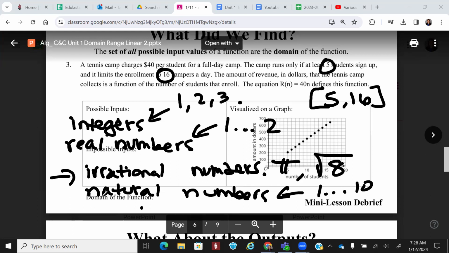Are we going to use integers, real numbers, irrational numbers, or natural numbers to describe this? Integers. Why integers? Can we have half a kid? We can't have half a kid. They have to be whole numbers. Does that make sense? You've seen this word before, but it comes back up.